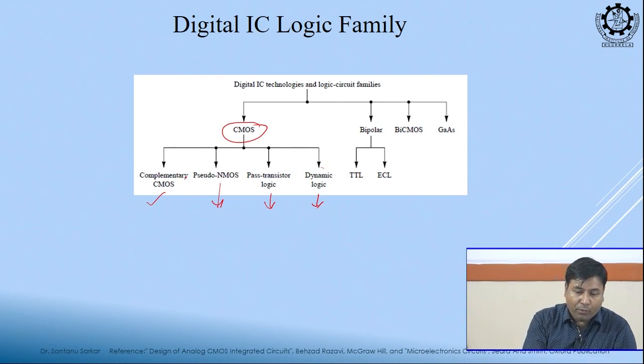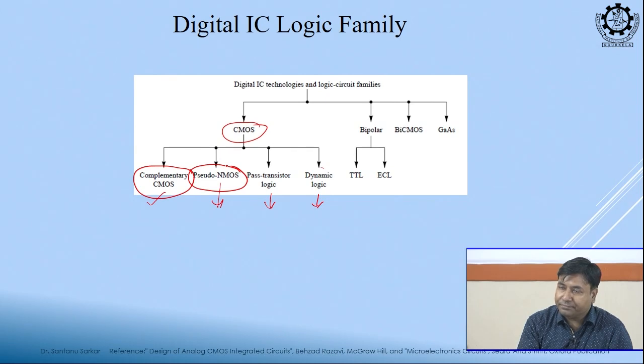Now, we are actually studying this and we have already studied this. In bipolar, we can have different logic families like TTL, transistor-transistor logic, which is very popular, or ECL, emitter coupled logic. To make it faster we can integrate both CMOS and bipolar, that is BiCMOS, and another newer technology is gallium arsenide.